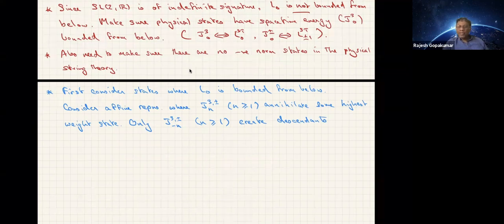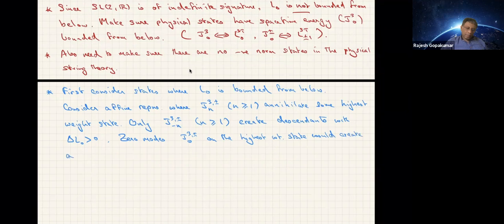So only the negative modes of the current will create descendants, and the delta L zero will be positive, because supposing you have some highest weight state which has some L zero, then since all the positive modes annihilate it, you can't lower the L0 value, you can only increase the L0 value, which you would do by acting with the negative modes. And the zero modes J3 plus minus, these zero modes on the highest weight state would create a representation of the global group SL2R.